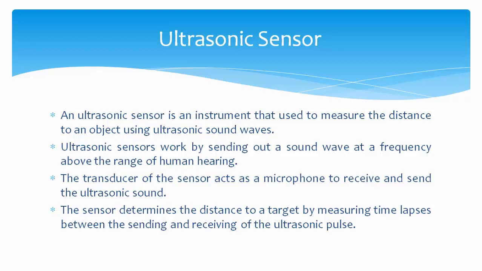So, what are the ultrasonic waves? Ultrasonic waves are those waves whose frequencies are beyond the normal human hearing limit. It will be more than 20 kHz. Usually, ultrasonic sensors have two transducers, one for transmitter and another one for receiver.